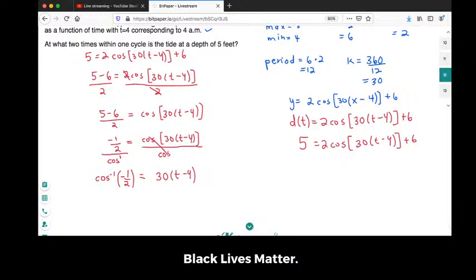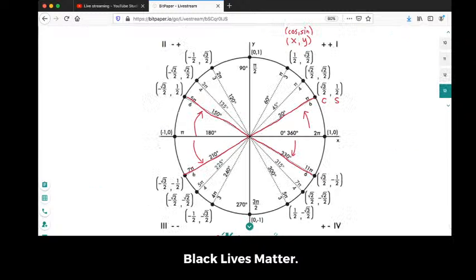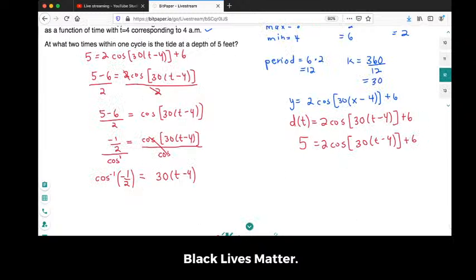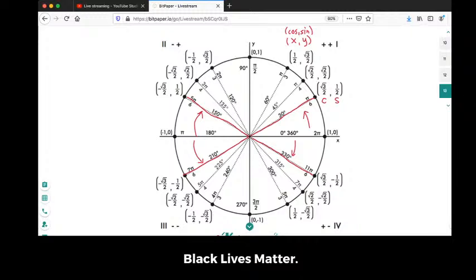Now let's go back to the unit circle. Let's take a look at which degree values cos is negative a half. So over here, cos is negative a half at 120 degrees, right here.